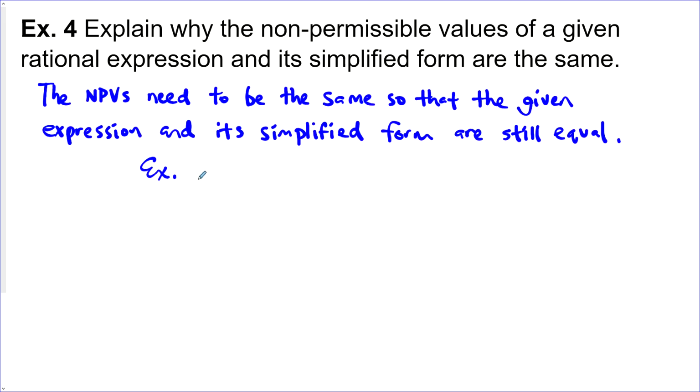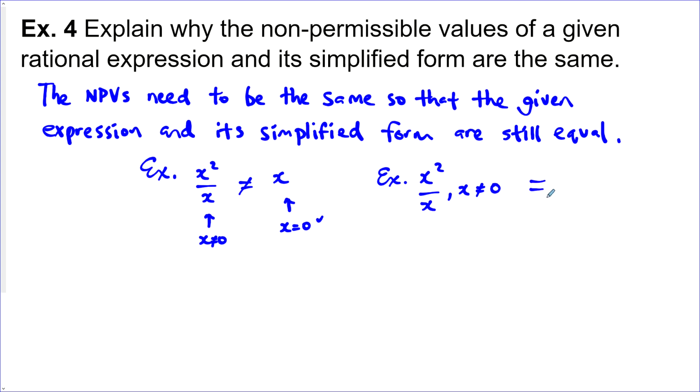For example, if we had x squared over x, and we tried to simplify this to just x, these are not equal. Because this one, x, could not equal 0, and this one, x can equal 0. So we have to keep the non-permissible values the same so that when we simplify it, these expressions will be equal. Not allowed to be equal to 0 here, still not allowed to be equal to 0 here.